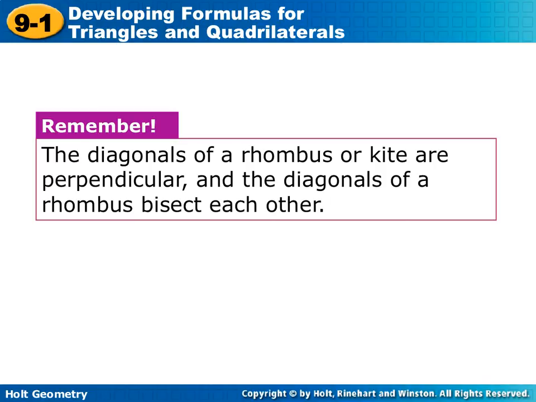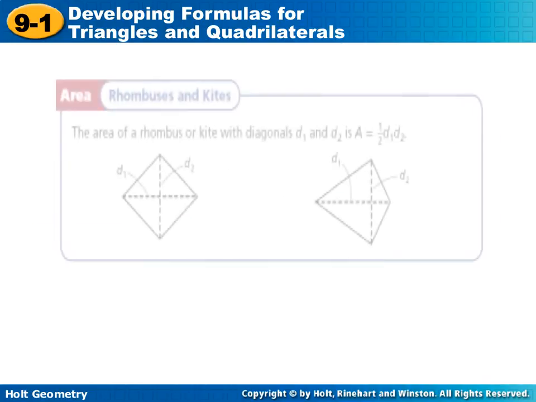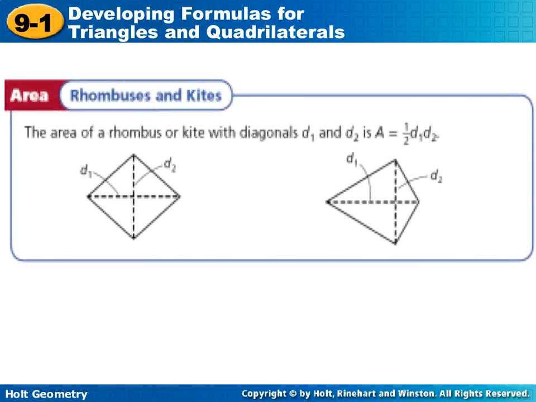Well, those two have the same formula. You could use this formula for a square if you really want to. But the area of a rhombus or a kite with diagonals D1 and D2 is A equals 1/2 D1 times D2. If you don't know the length of the diagonals, remember us doing Pythagorean theorem to find some missing measurements?